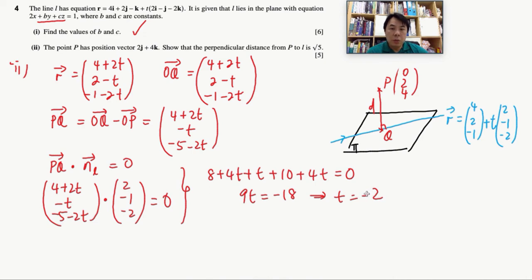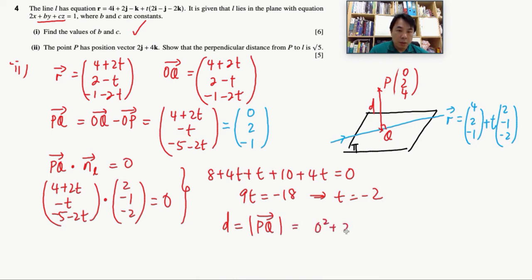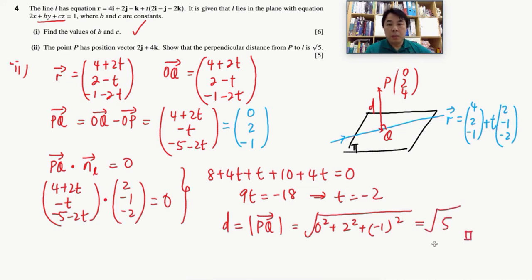Now, knowing that t is negative 2, I will be able to finalize my relative vector PQ here. So I'm just going to write it down directly from here. Now that will be 0, 2, negative 1. Now that will be the relative vector PQ. If we wish to find the shortest distance between P and the line, or the perpendicular distance between P and the line, that can be obtained by evaluating the magnitude of the relative vector PQ here. And then this is given as the square root of 0 squared plus 2 squared plus negative 1 squared, and that directly yields root 5, and that concludes our proof.